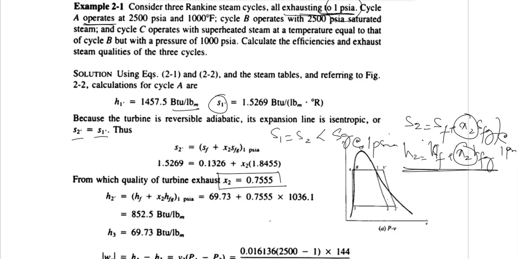Make sure your X value, or the dryness fraction, is at least 3 decimal places, so that's a little bit more accurate towards your answer. Now, as we have got the value of X2, which is the exhaust steam quality, we can find the value of H2, using the same formula over here: H2 is equal to HF plus X2 HFG, and we can find the value of H2.